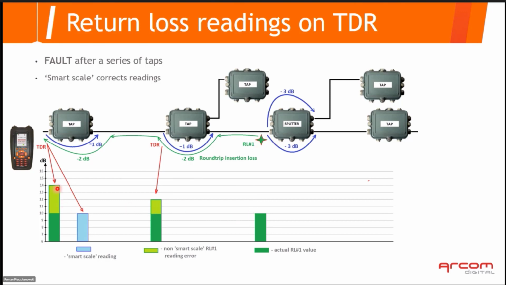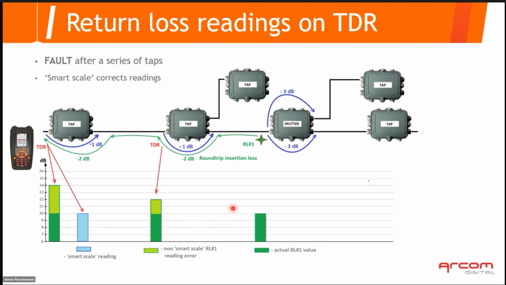You see, the return loss will be higher and higher the more we go away from this impairment source and go through more taps. We've got something on the menu that helps to correct for this. If these are just taps, the meter can use smart scale. We turn it on and it will correct this 2 dB and this 2 dB, and if the return loss was 10 here, it will also display 10.